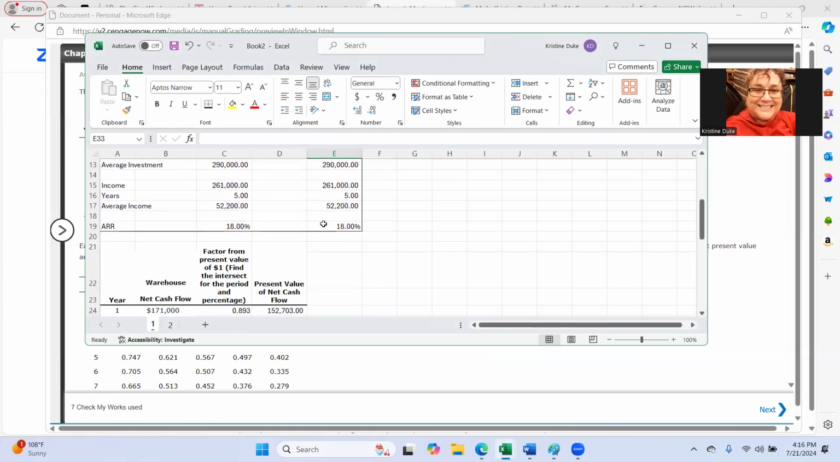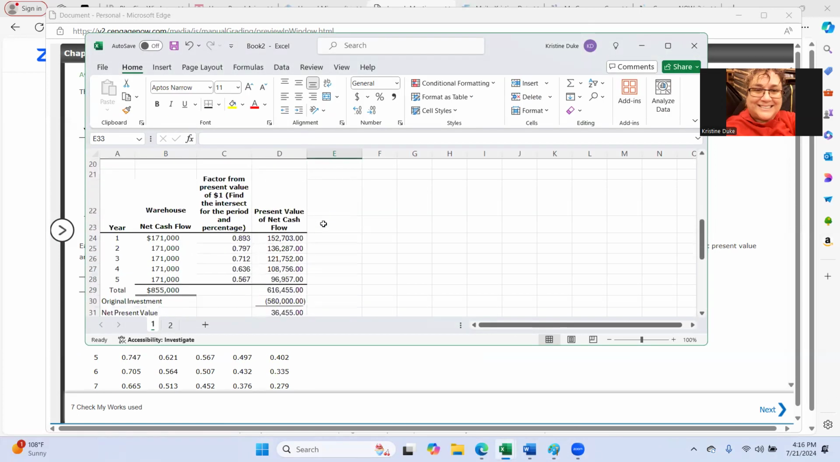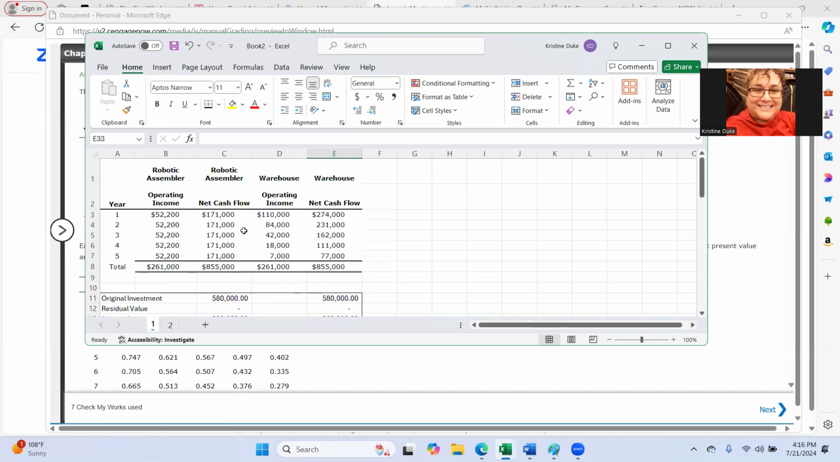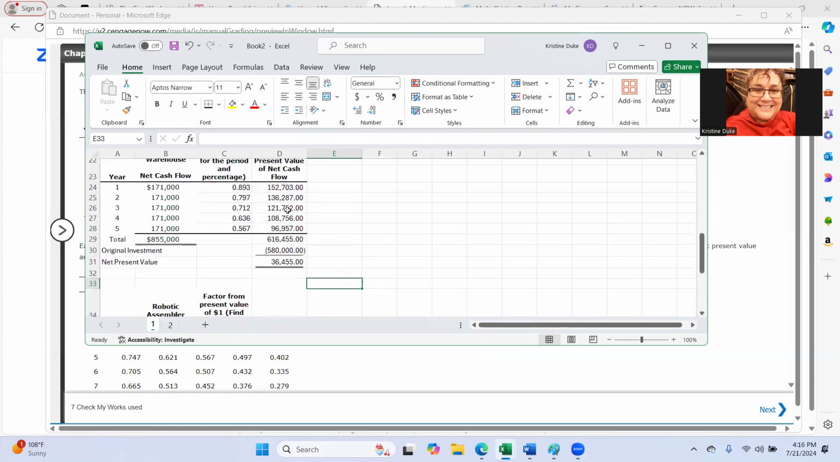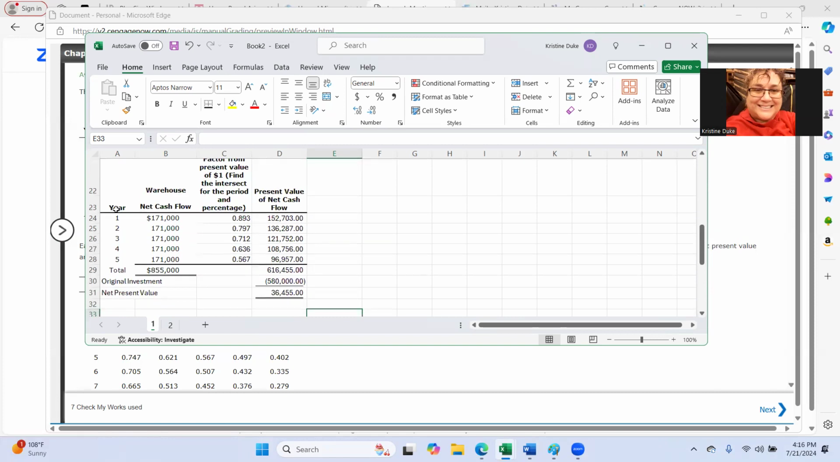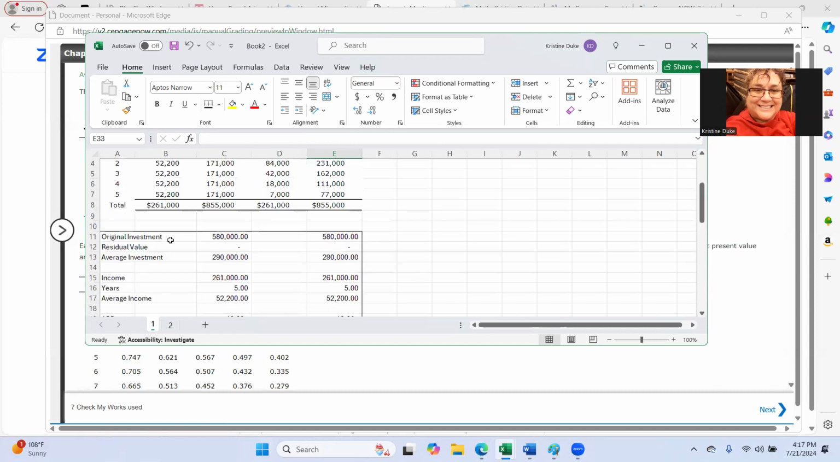Okay. Now they want to know what is the present value. So I went ahead, now the book, when they do their examples, they kind of put these together and they put one as, let's see, we got the warehouse and the robotic assembler. So here's the warehouse right here first. And so we go in here and we grab this cash flow.